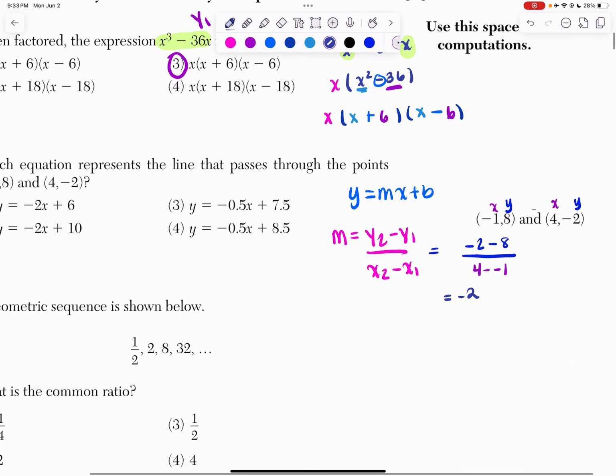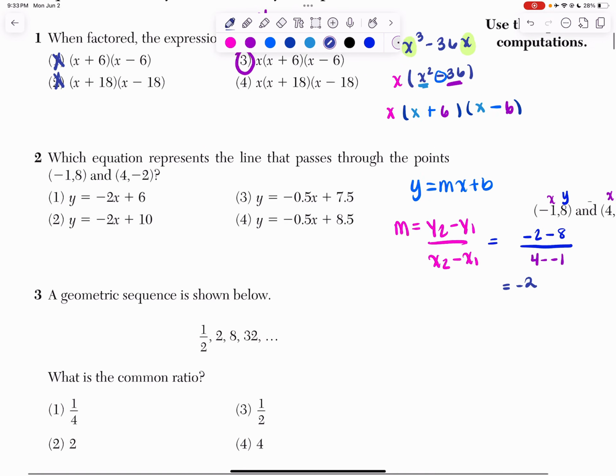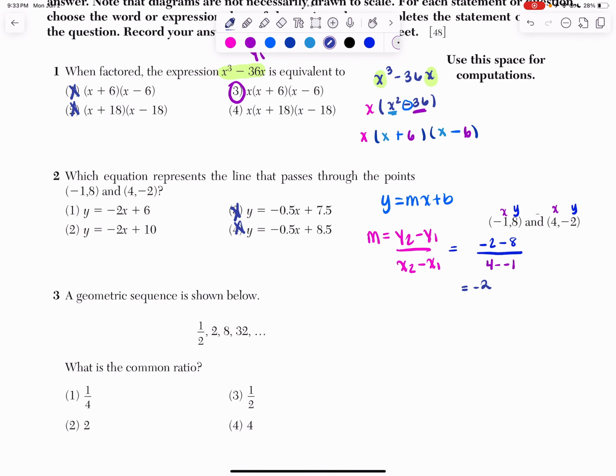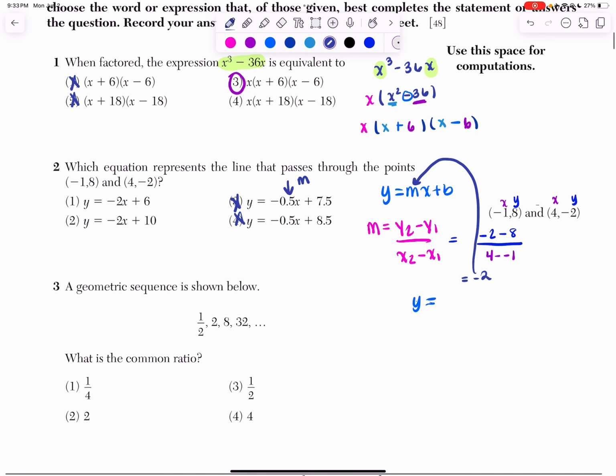So if we go to our answer choices, we can actually cross out choice 3 and choice 4 right away because those don't have a slope of -2. They have a slope of -0.5. So to find out what our y-intercept is, to figure out if it's choice 1 or choice 2, we can actually plug the -2 back in for our slope. So now my equation looks something like this. y equals -2x plus b.